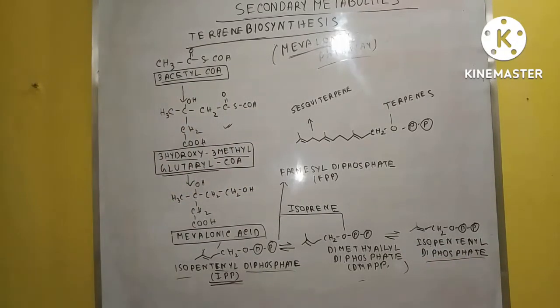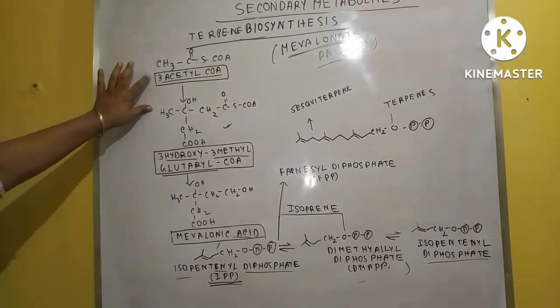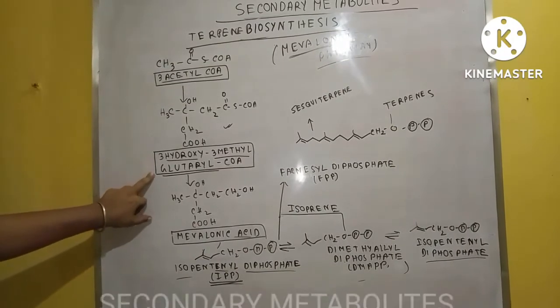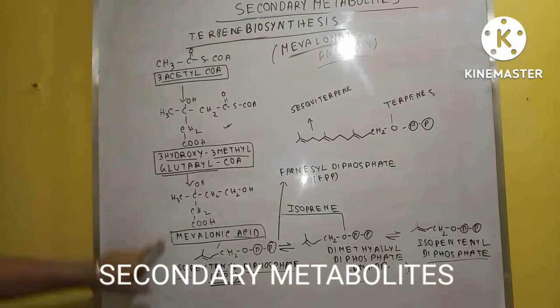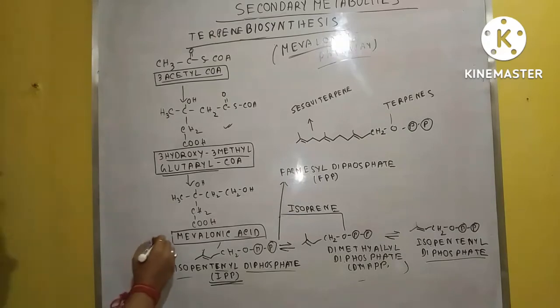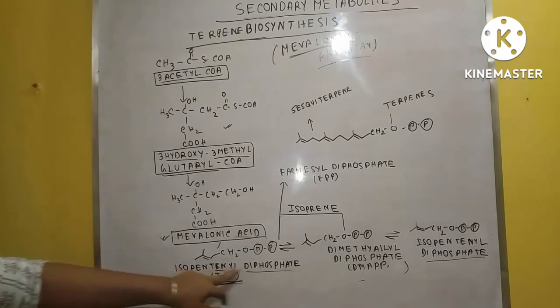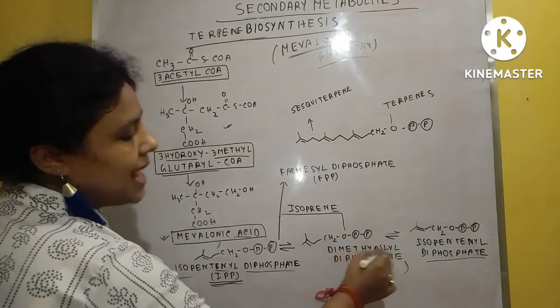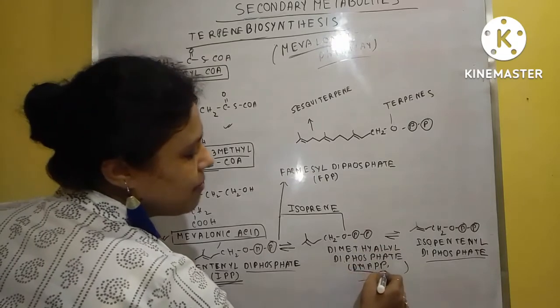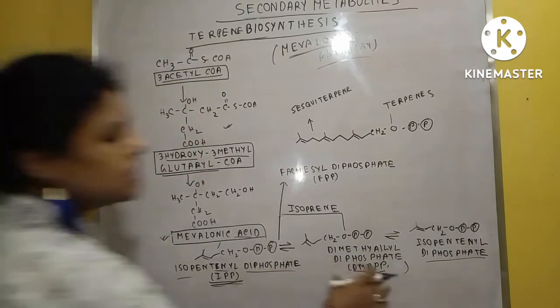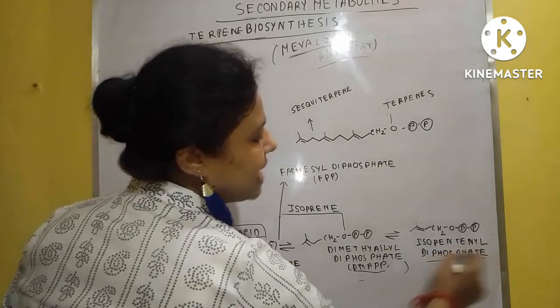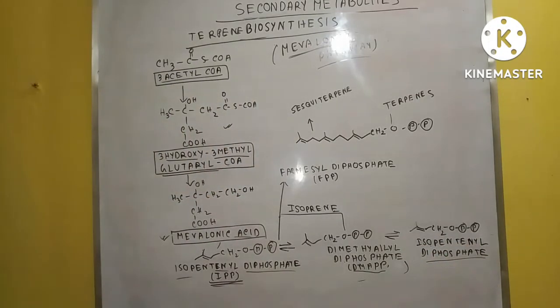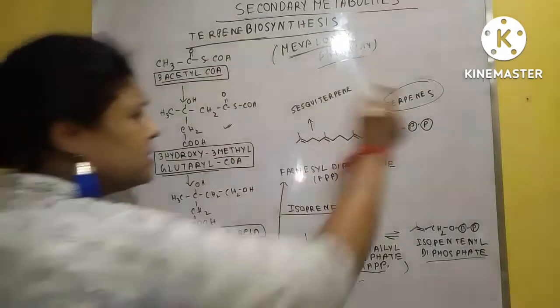What I am saying is that from acetyl CoA, 3-hydroxy-3-methylglutaryl CoA is formed, and from this the mevalonic acid is formed, and from this mevalonic acid isopentenyl diphosphate is formed, and from this IPP, dimethylallyl diphosphate, that is called DMAPP, is formed, and from this one isopentenyl diphosphate is formed. But this is not the actual formation, because we need the terpene. This is the actual necessary substance. So how is this terpene formed?